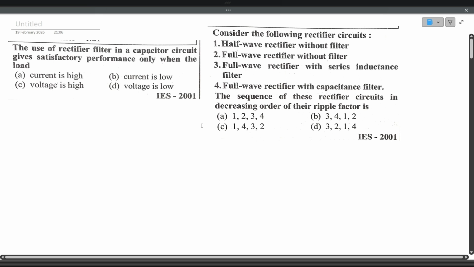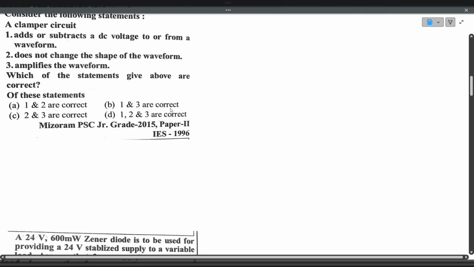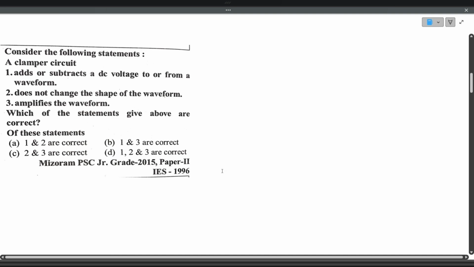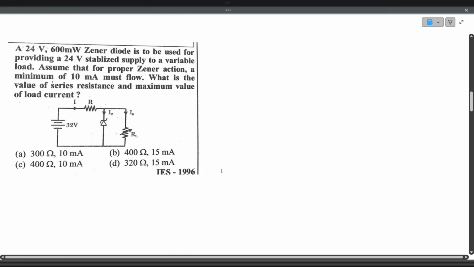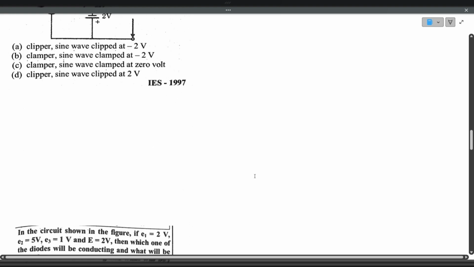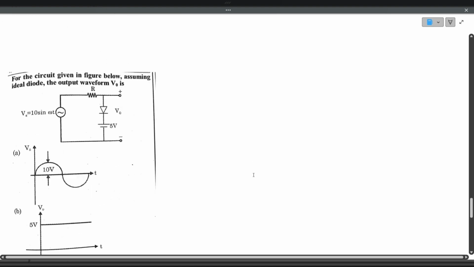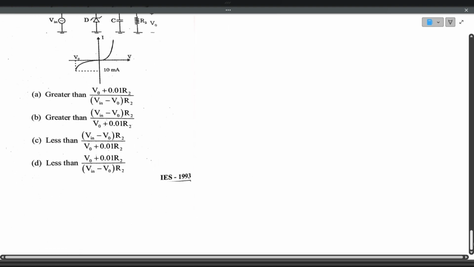We'll solve some more problems of diode circuits of analog electronics. Today we have nearly 12 problems which appeared in previous examinations and are very important models. These questions appeared in the Indian Engineering Services IES examination, and these are some of the important questions which appeared in IES as well as other previous central government examinations and state government examinations also. The questions relate to diode circuits, clampers, clippers, various rectifiers, Zener diodes and all. So today we'll solve all these problems in great detail.